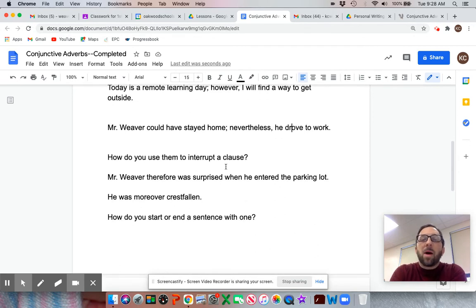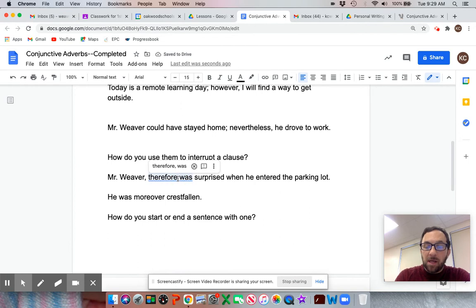Now, what if you're going to interrupt the middle of a sentence with a conjunctive adverb? Here's an example. Mr. Weaver, therefore, was surprised when he entered the parking lot. True story. I drove 30 minutes. Well, I interrupted the sentence with the word therefore. I'm using it to join one idea with another, but I'm using it as an interruption. So when you interrupt and there's a definite pause as you're interrupting, you just set it off with commas on both sides.